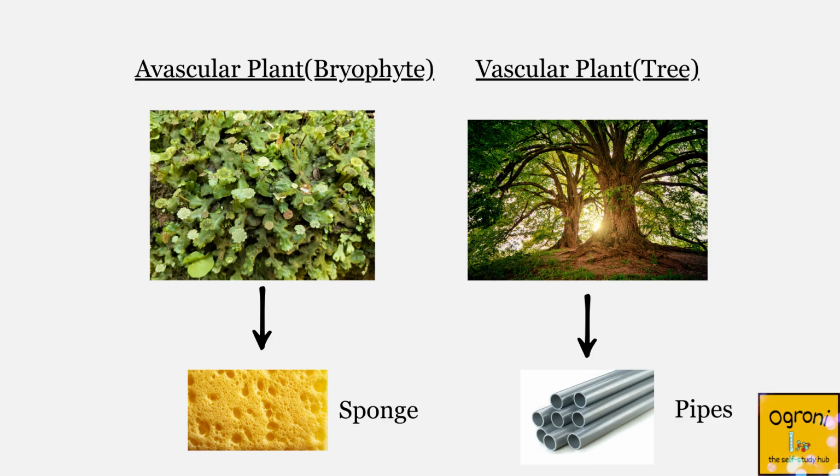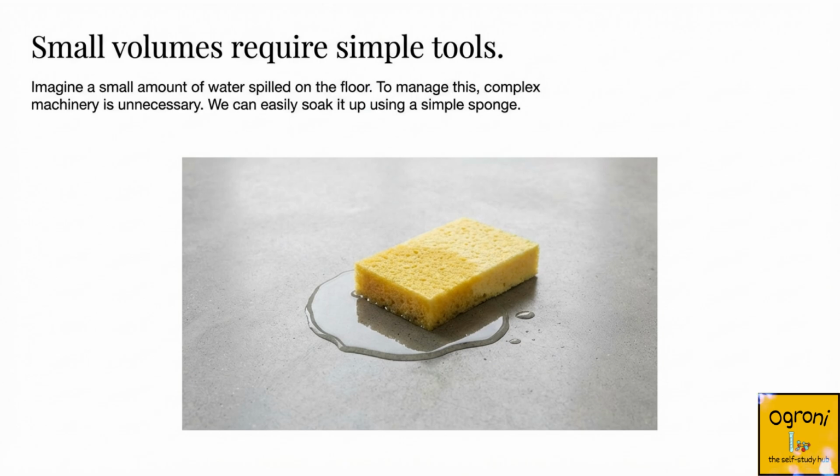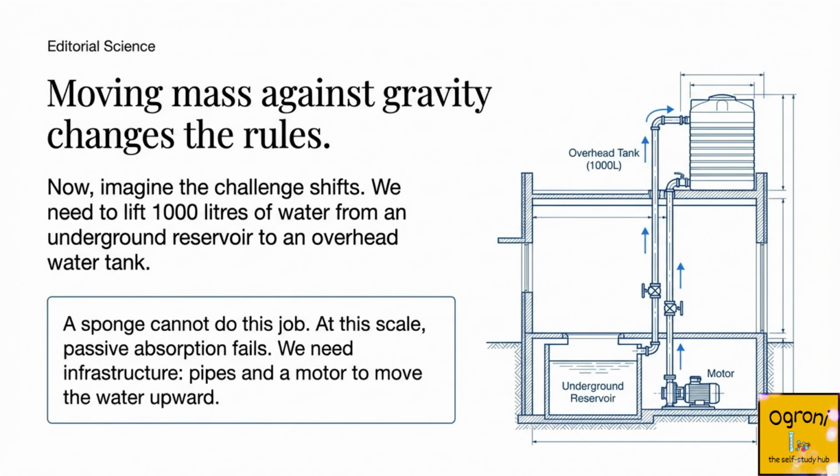Now, a question may arise: why is there a difference in water absorption and conduction technique in vascular and avascular plants? This can be explained with the help of an analogy. Imagine there is a small water spillage on the floor. We can easily mop it with the help of a sponge. But now imagine that you need to lift 1000 liters of water from an underground reservoir to an overhead tank. A sponge cannot do this job. For that, we need pipes and motors to move the water upward.